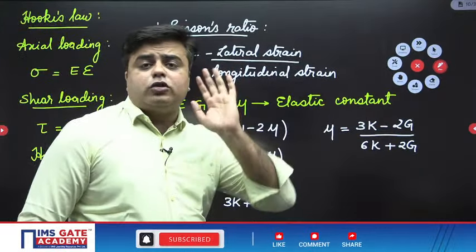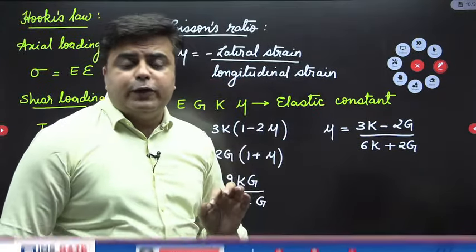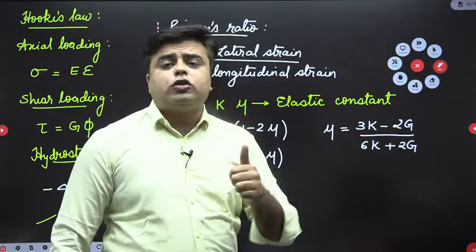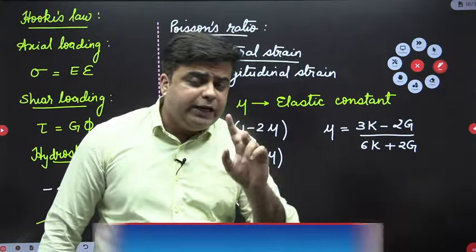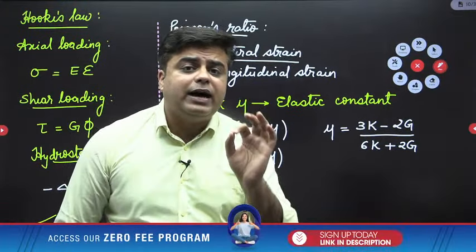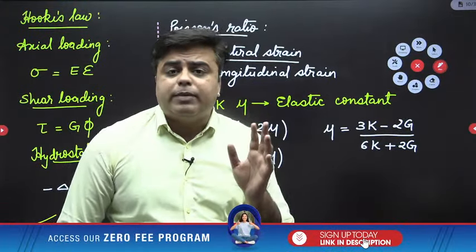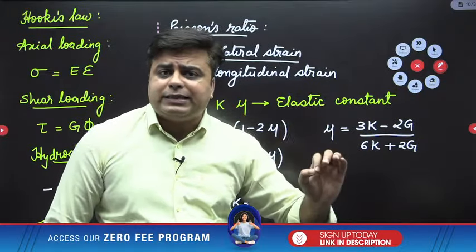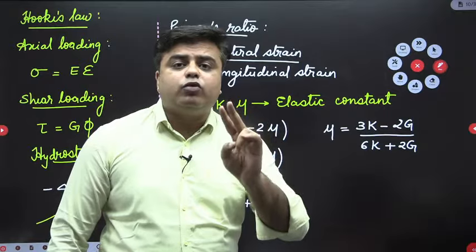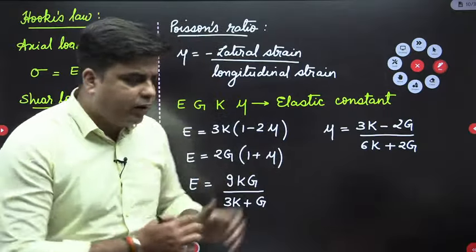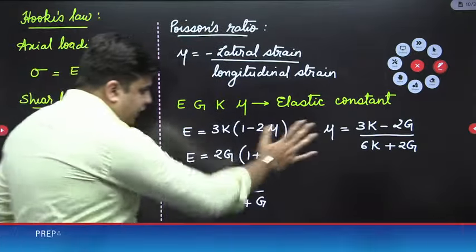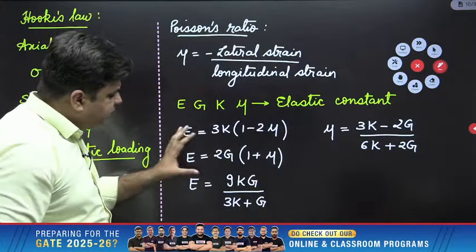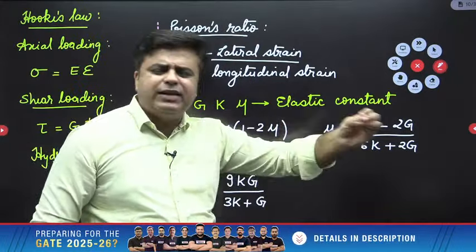For isotropic material, the number of independent elastic constants required are 2. For orthotropic material, the number of independent elastic constants required are 9. For anisotropic or non-isotropic material, the number of independent elastic constants required are 21. So I have given you a table, accordingly you can choose this. But these four relations are very important from the exam point of view because these relations are going to help you in several other ways.